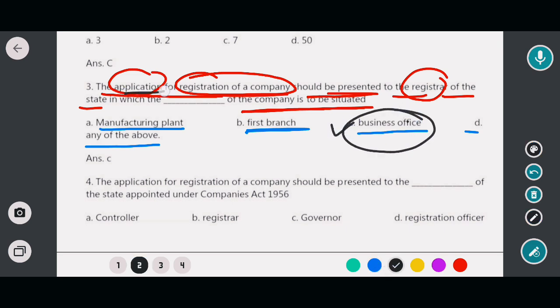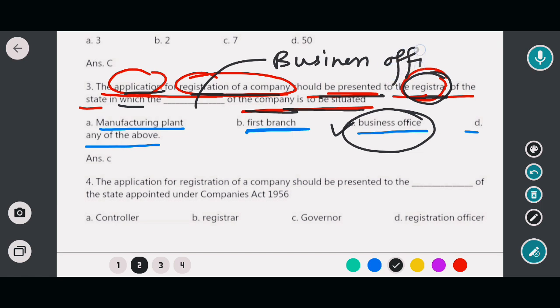That means the application for the registration of a company should be presented to the registrar, where will it be given? To the registrar of the state in which the business office of the company is to be situated. So in this case the correct option would be option C. Okay, so now moving to the next question.